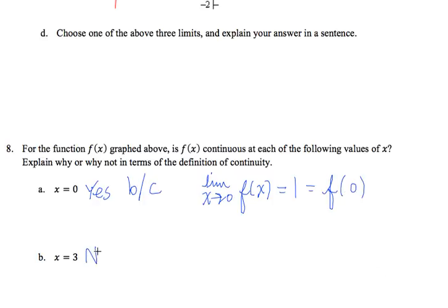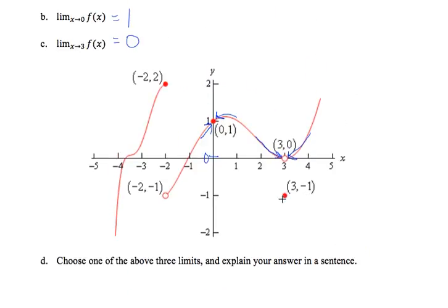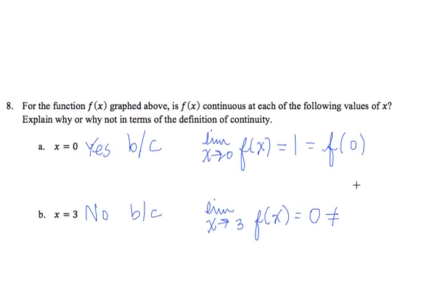At 3, no, it is not continuous because the limit as x approaches 3 of f of x is 0, which is not equal to the y value at 3, which is -1, because the y value is redefined down there. So because the limit does not equal the function value, oops, that should say +3. The function is not continuous at 3.